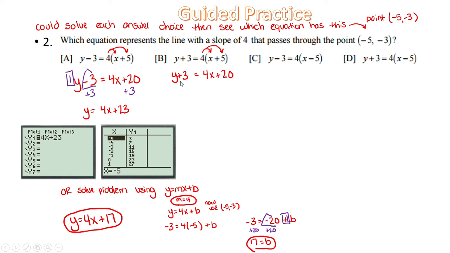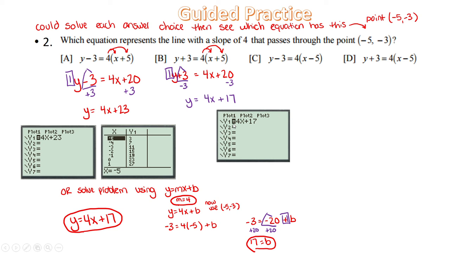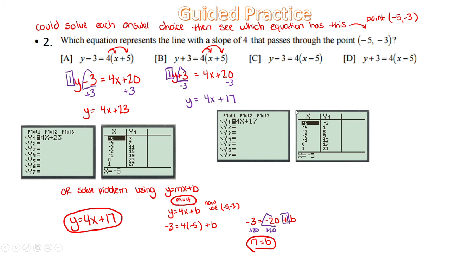Now what's different is it says plus 3. So to get rid of this positive 3, I would have to subtract 3 on both sides, meaning that I would now have y equals 4x plus 17, which is exactly what I'm trying to match to. But if you didn't do this on the bottom, you would plug this in your y equals key and then look at the table and now see that you have -5, -3, which is what we're trying to get to. So B is my answer for this one.